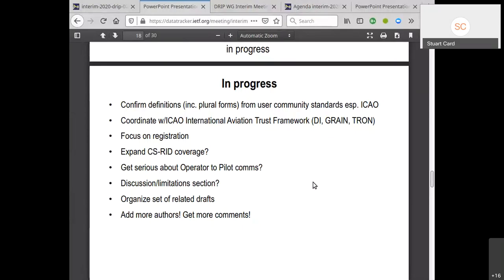We want to continue our coordination with the Trust Framework Study Group. I think we need to increase our focus on registration. Do we want to move out more on crowdsourced RID? Do we want to get serious about operator to pilot comms? That's something that I personally think is very important.